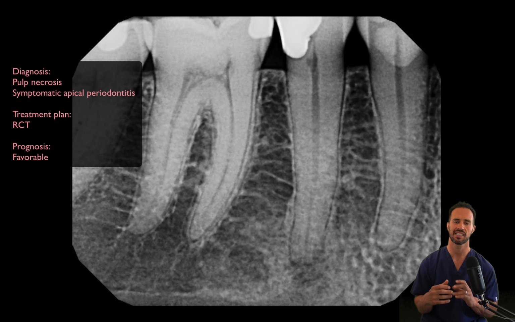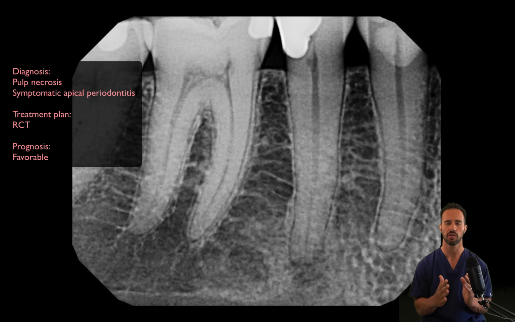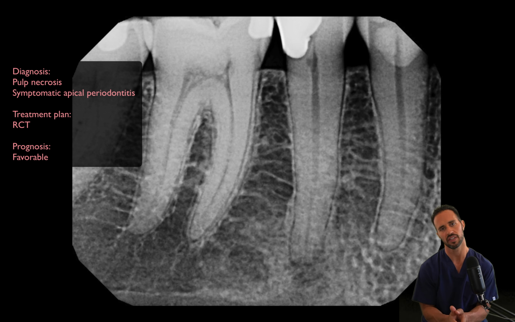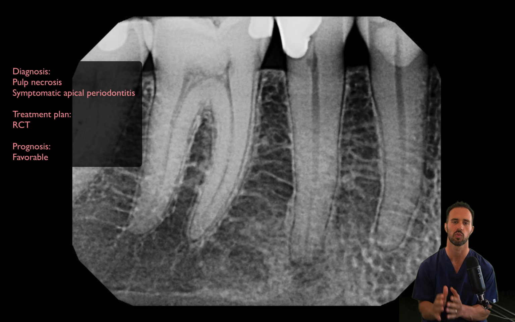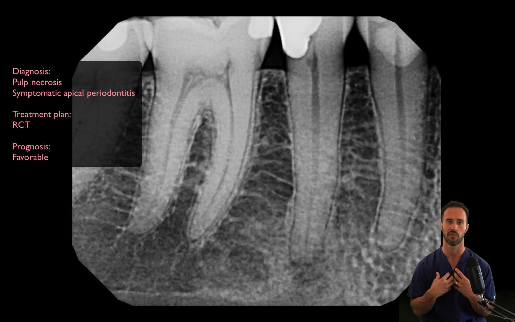It's important in cases like this to start the decision-making process on whether you're going to complete this case in a single visit or break it up into two with an inter-appointment medicament of calcium hydroxide. I have a whole bonus module dedicated to this topic because every provider that performs endodontic treatment grapples with it on a regular basis, oftentimes even a day-to-day basis, depending on how much endodontics you perform.